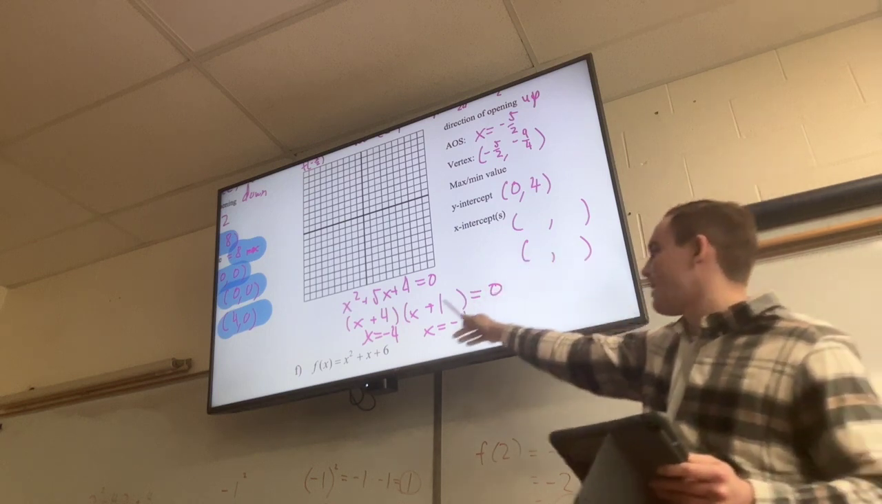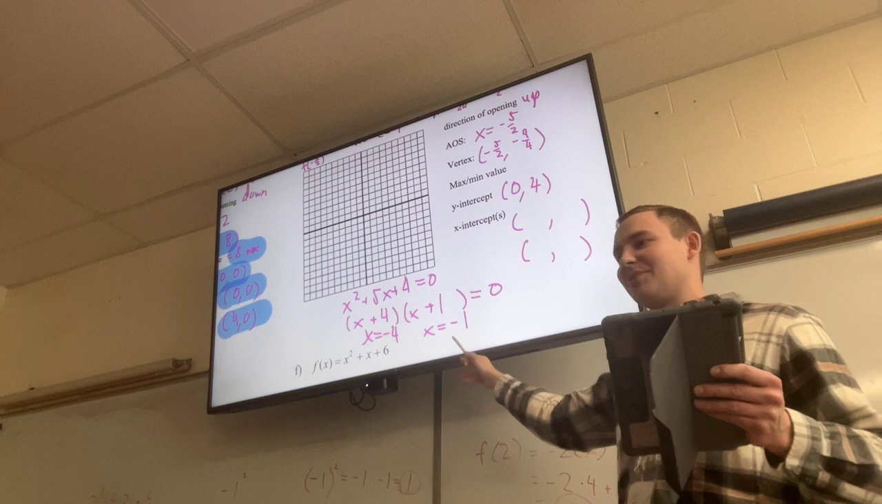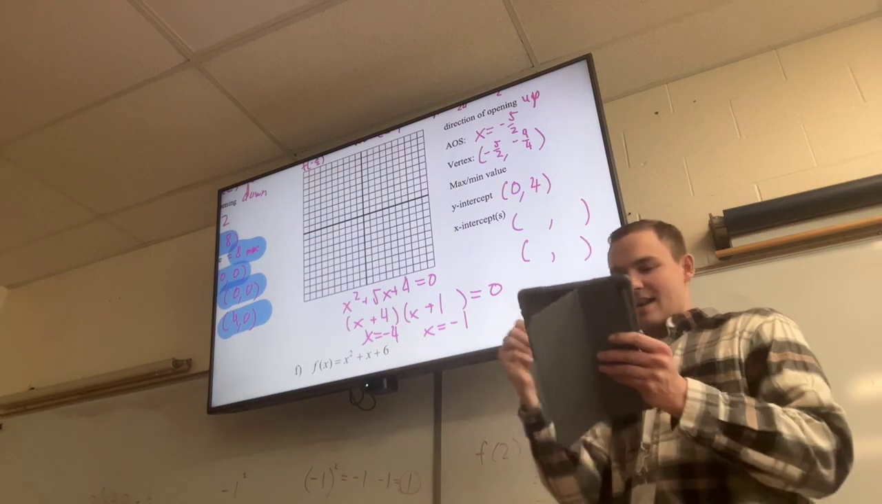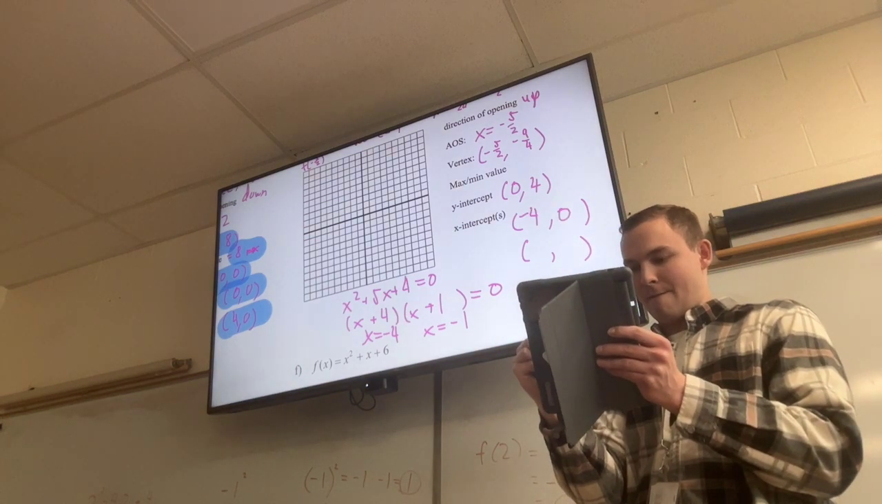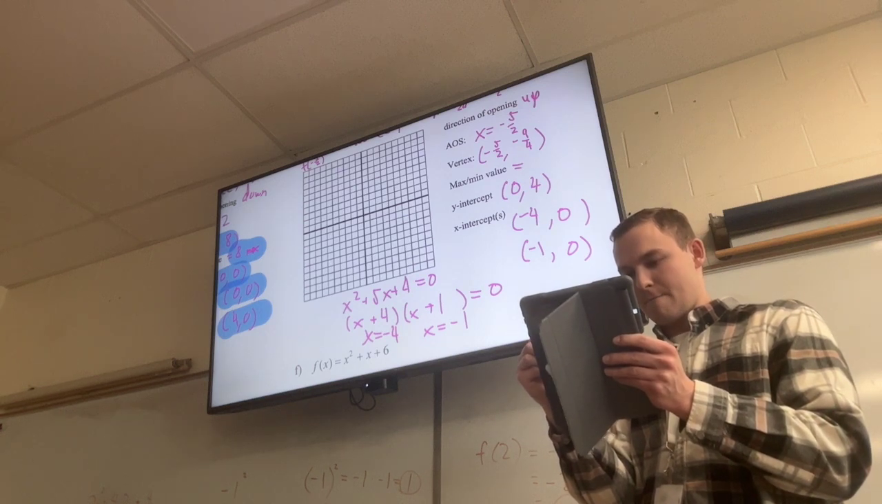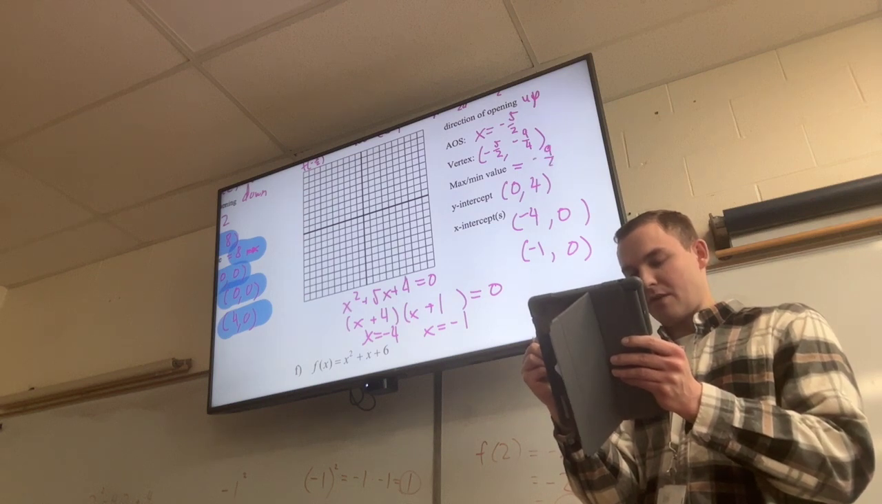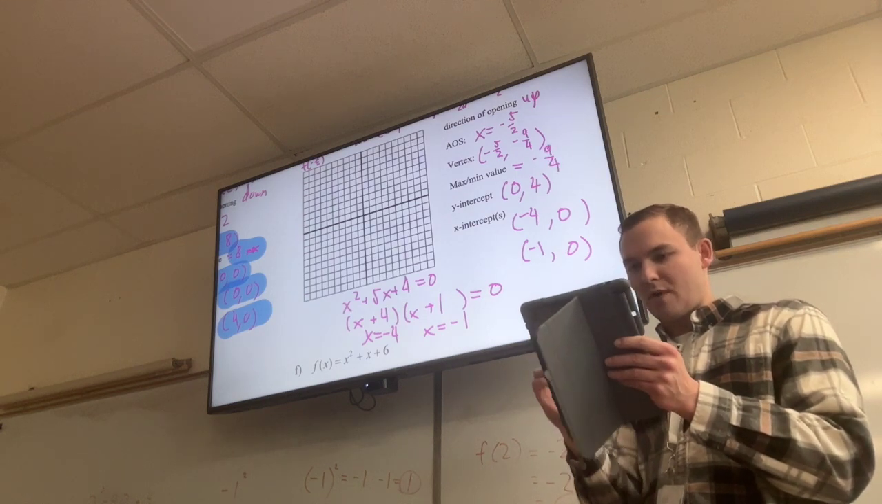So what are my x-intercepts? If my two solutions here are -4 and -1, what are my two solutions? Yep. And then my min/max is going to be what? What's my k? -9/4. So let's plot these 4 points here.